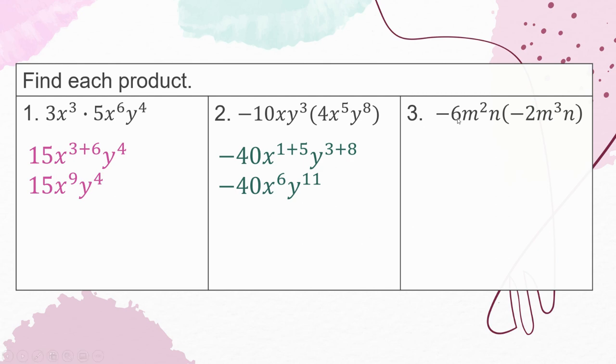For number 3, we're multiplying the coefficients. Negative 6 times negative 2 gives us positive 12. M squared times m to the 3rd. Keep the base and add those exponents. And then we have n times n. Remember that there is an understood one exponent on both of them. So our simplified answer is 12, m to the 5th, n to the 2nd.